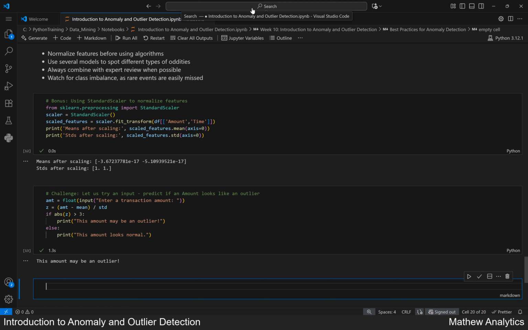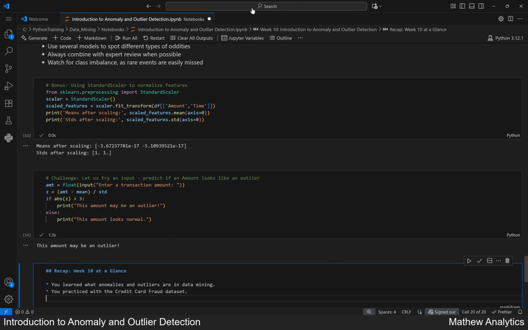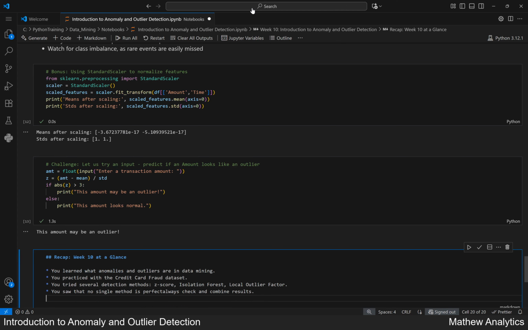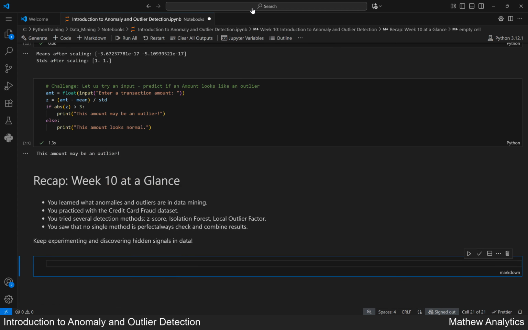Let us sum up what you have learned this week. Recap, Week 10 at a glance. You learned what anomalies and outliers are in data mining. You practiced with the credit card fraud dataset. You tried several detection methods: z-score, isolation forest, local outlier factor. You saw that no single method is perfect, always check and combine results. Keep experimenting and discovering hidden signals in data. Ready for more practice? Go back and try changing parameters to see what changes.